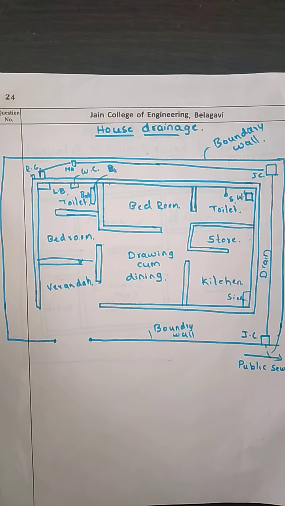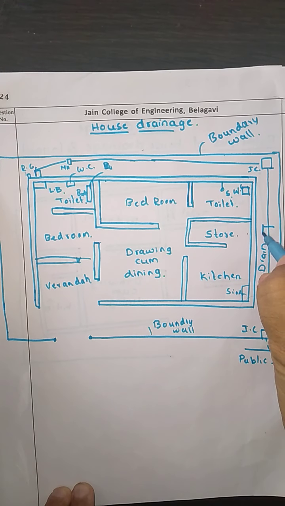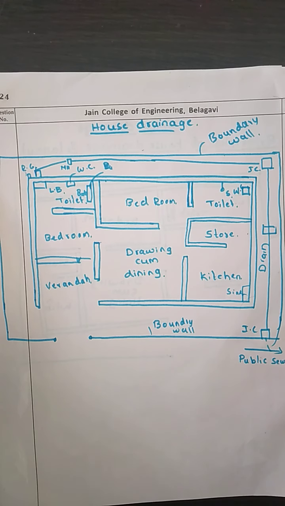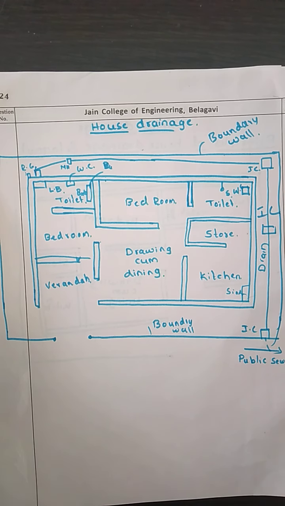Then the drain should be aligned straight, and inspection chambers should be located along it. Whatever I have drawn here is nothing but the inspection chamber. Suppose any blockages are there, you can clear those obstructions from the inspection chamber. So in between, you should have inspection chambers, which help during the maintenance of your pipelines.